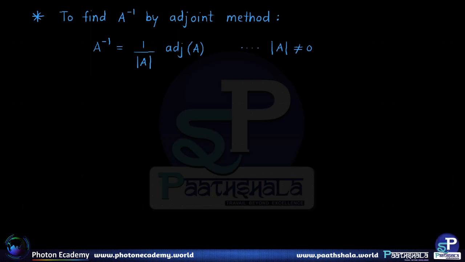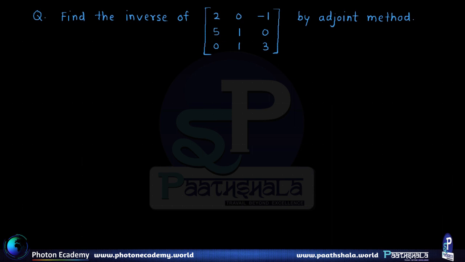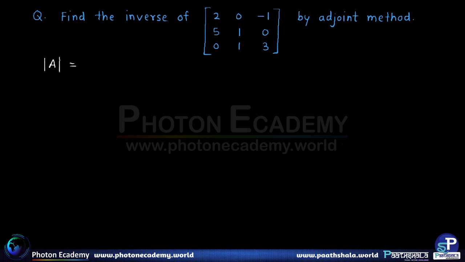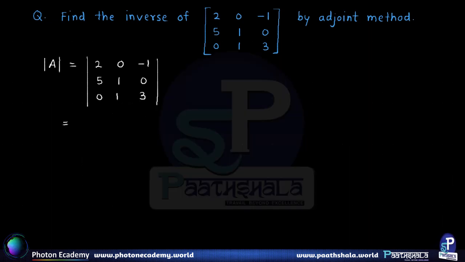So let's see one example in which we have to find the inverse of this matrix by the adjoint method. As a first step, let us first calculate the determinant of A, and we have to make sure that it is not equal to 0. So we write the entries in the determinant form, and now we expand the determinant along, say, the first row.